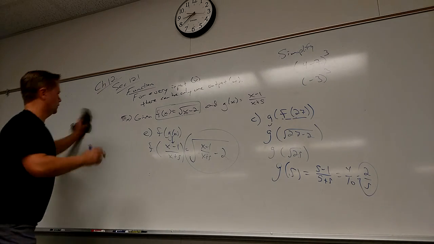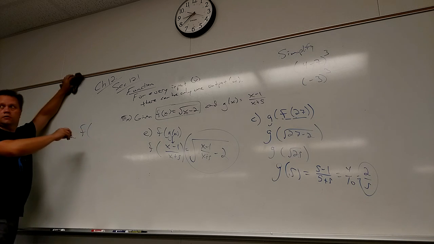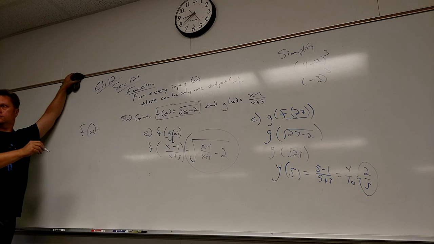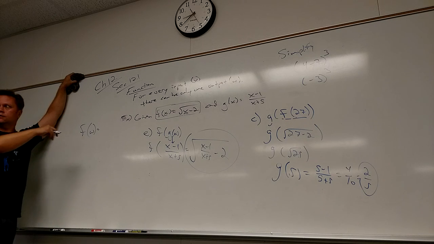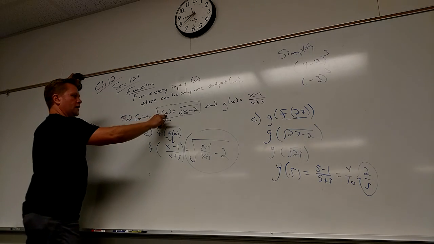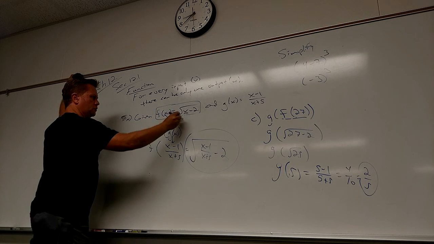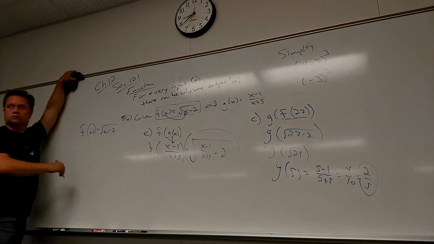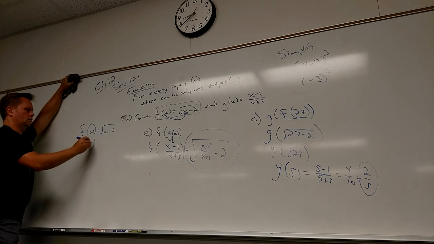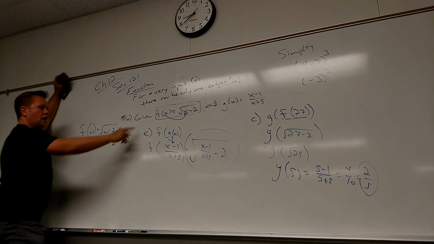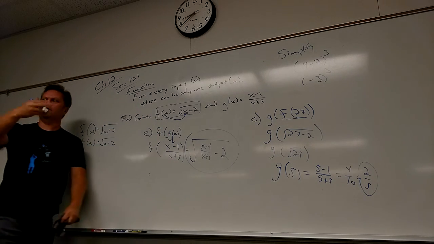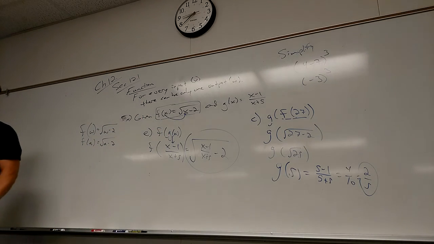What's f of w? You don't know? Tell us. I don't care. What is f of anything? You take that thing and you put it there. So what is f of w? Square root of w minus 2. What's f of a? Square root of a minus 2. F of x is square root of x minus 2. So f of w is square root of w minus 2.